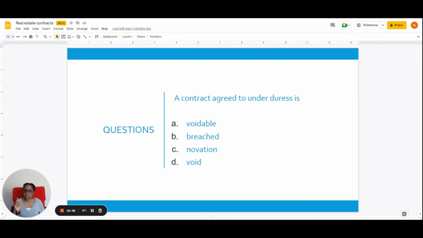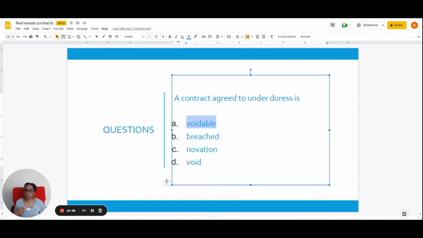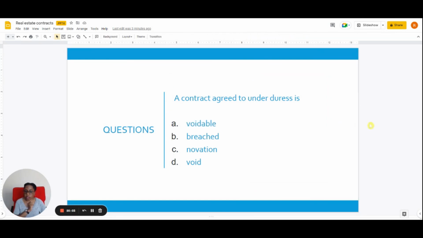Go back to the question. A contract agreed to under duress is. So it's been agreed to, but you were under duress. So you are able to void it because you were under duress. So our answer would be A as in apple for voidable. Again, for voidable, we said duress, intoxication, a minor, and also someone who has a mental illness. So those four things would be voidable.